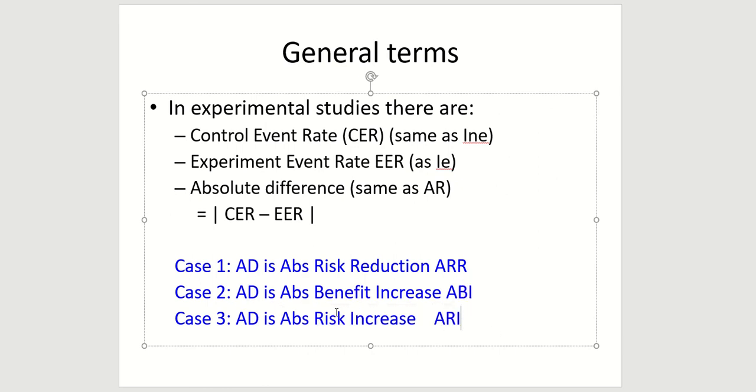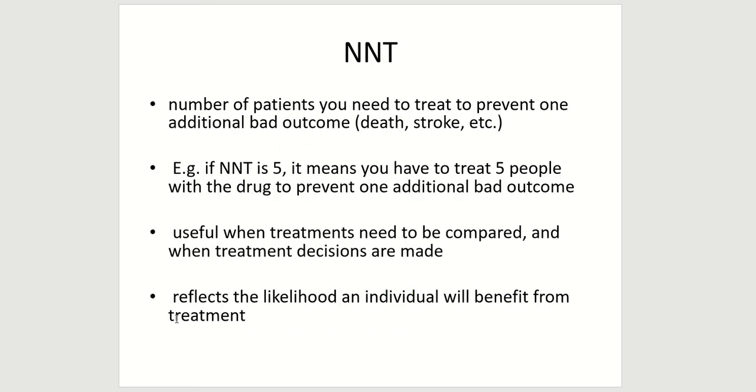So they're calculated exactly the same way, but due to their interpretation, we call them differently. ARR for absolute risk reduction, ABI for absolute benefit increase, and ARI for absolute risk increase. They're calculated exactly the same way. It's just that they relate to the scenarios we discussed. So comes the NNT, the number needed to treat.